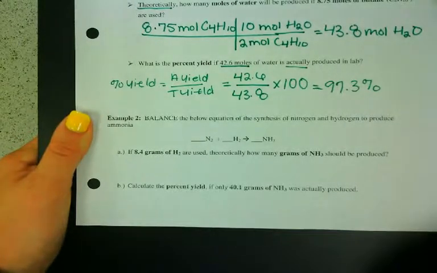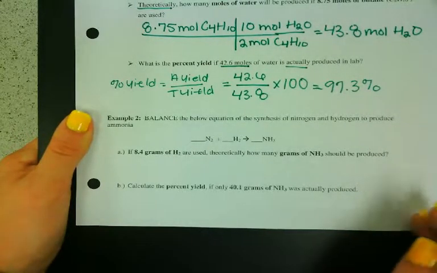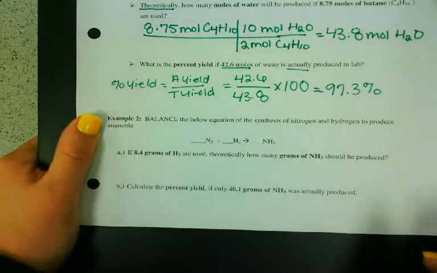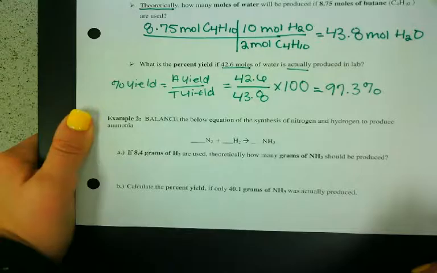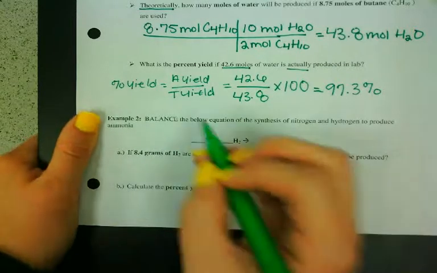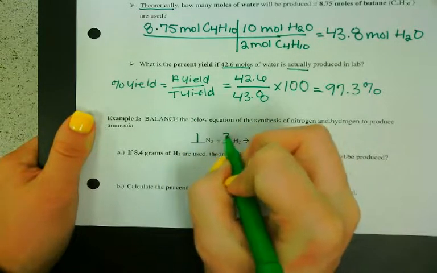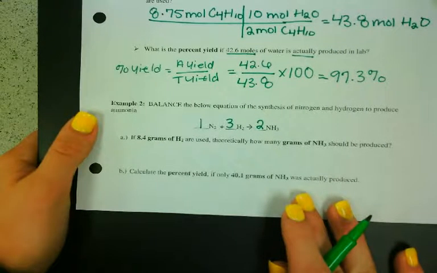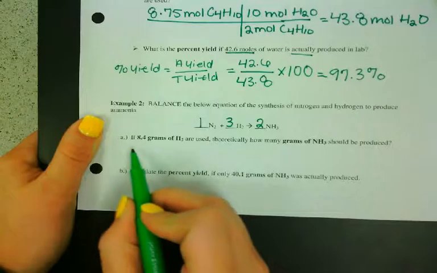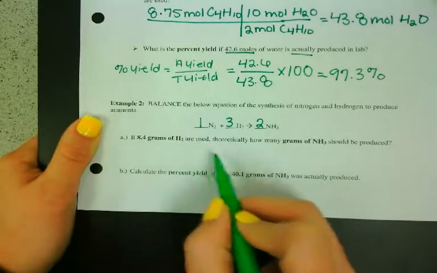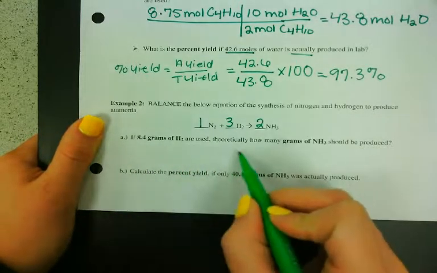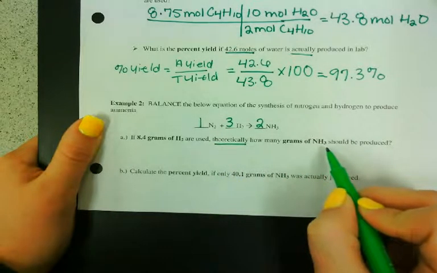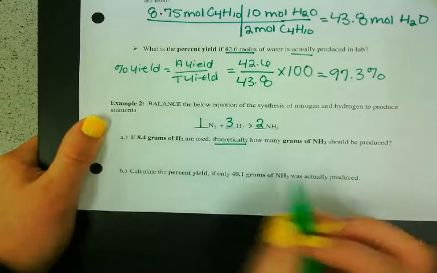Example 2. Balance the below equation of the synthesis of nitrogen and hydrogen to produce ammonia. Pause this video and try balancing yourself. You should have gotten 1, 3, 2. Part A asks if 8.4 grams of hydrogen are used, theoretically, how many grams of ammonia should be produced.